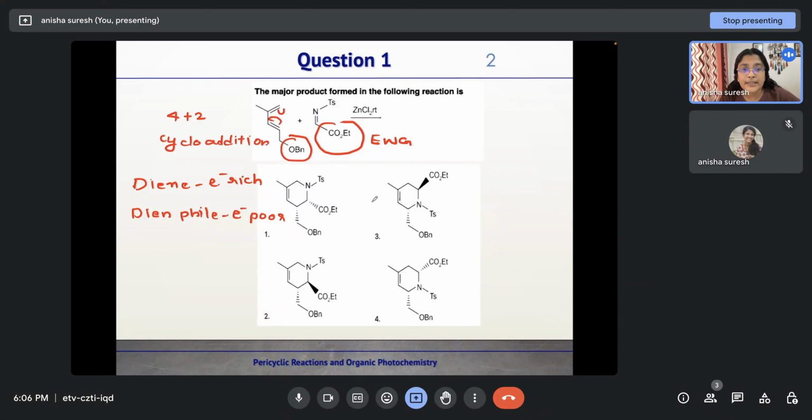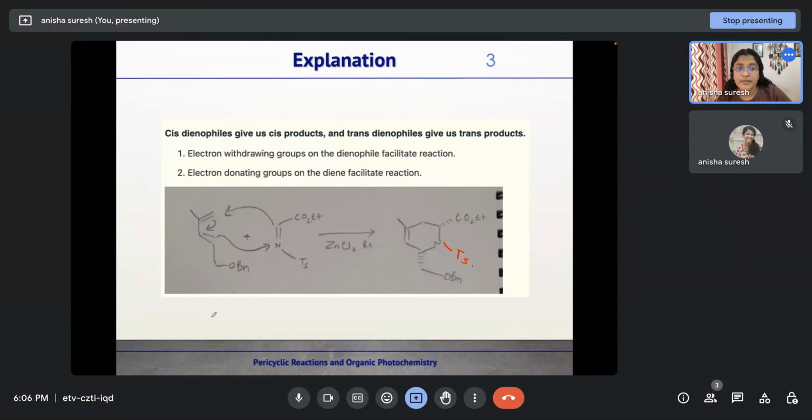I think there is a mistake in the options that I have given. So this is not the right answer. The orientation should be in such a way that the CO2Et will be coming in this direction, and this is the electron poor component. This electron poor component will be reacting with the electron rich center, which is this one. So the reaction will be taking place in this fashion. This will attack on this and this will attack on this. So this is not the right answer.